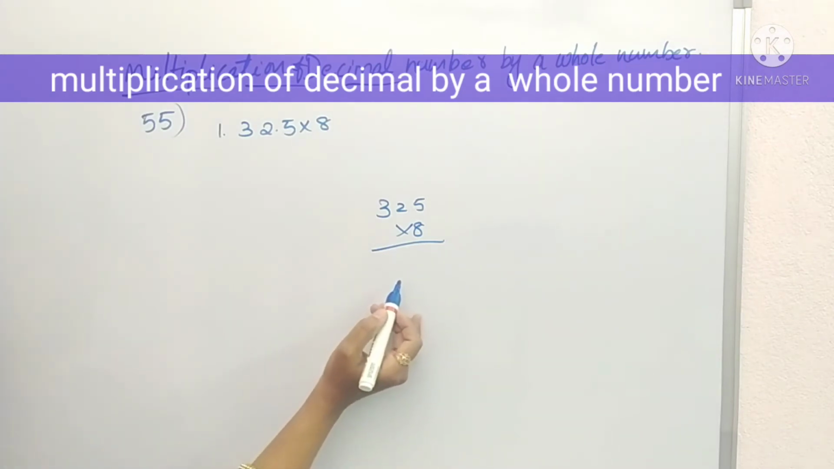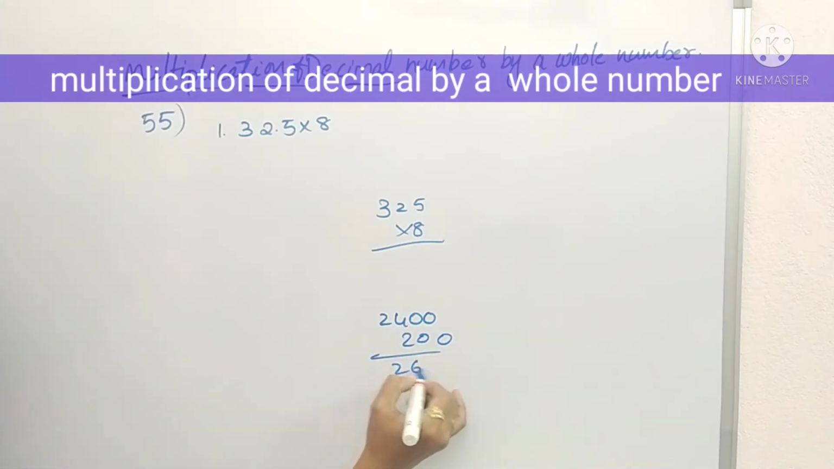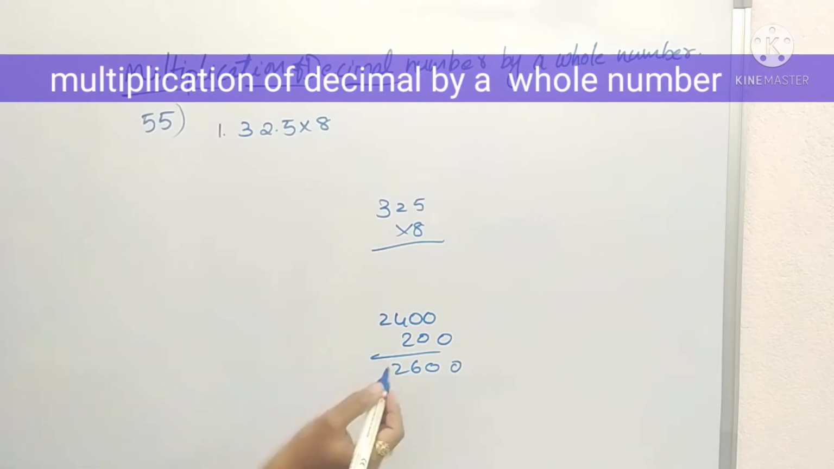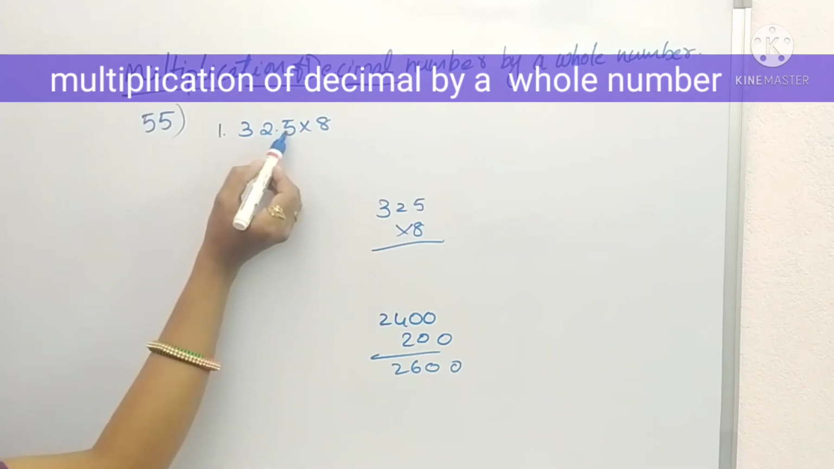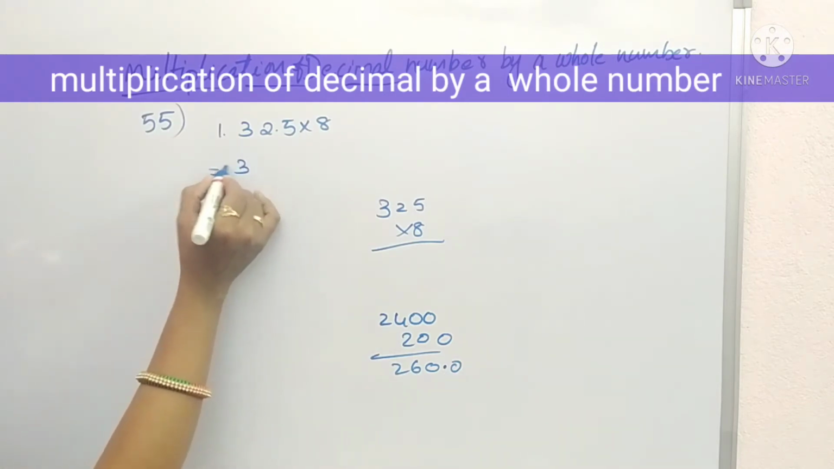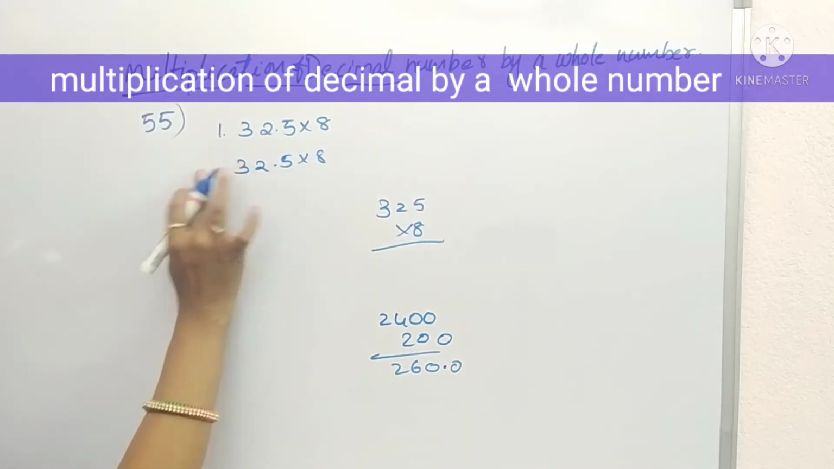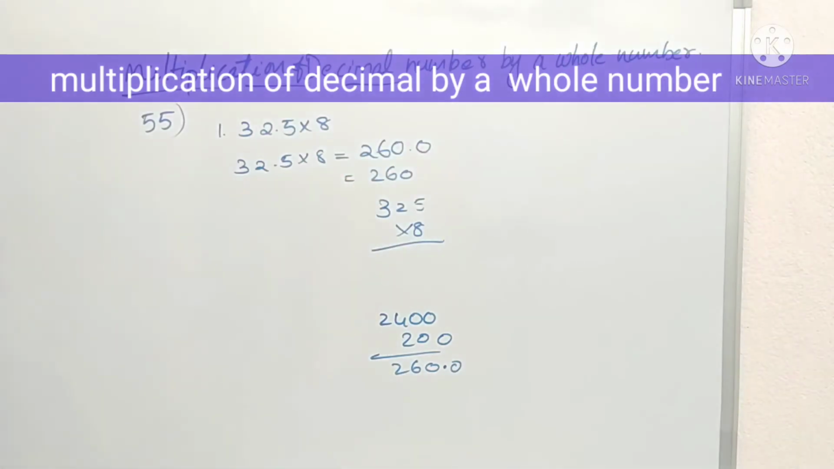So 3 8s are 24, so 300 8s are 2400. Next 25 8s are 200. So it will be 2600 if we multiply. How many digits after the point are there? One digit. So put the point here from the right side. So 32.5 into 8 will be 260.0. That is simply 260. I think you are getting my point.